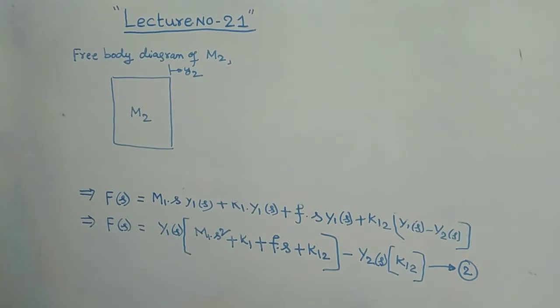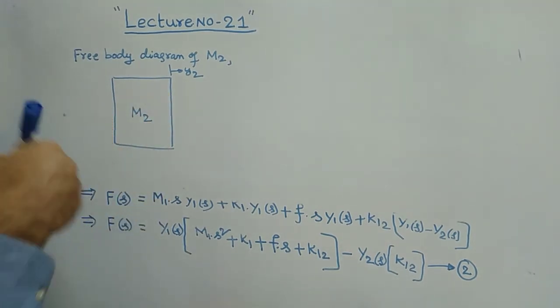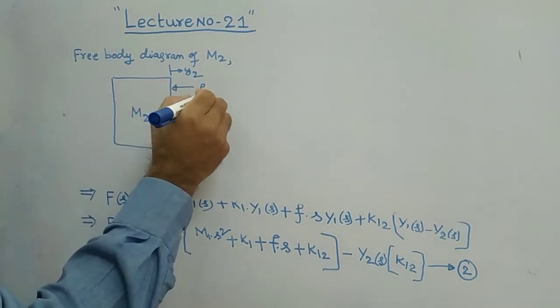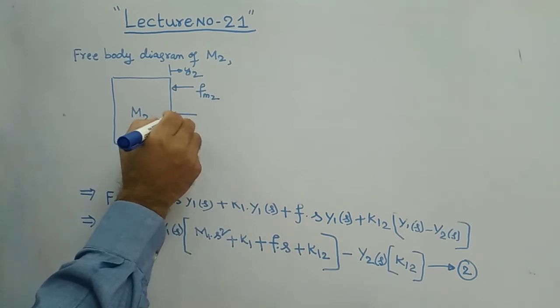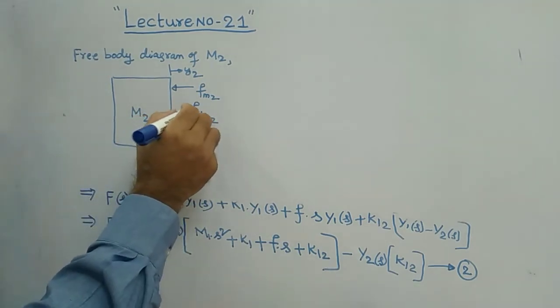It is y2, is it not? What are the forces acting on this? So M2 itself opposes some force, that is nothing but your Fm2, and the common element is there, it is k12, is it not? Means F suffix k12 you can write.